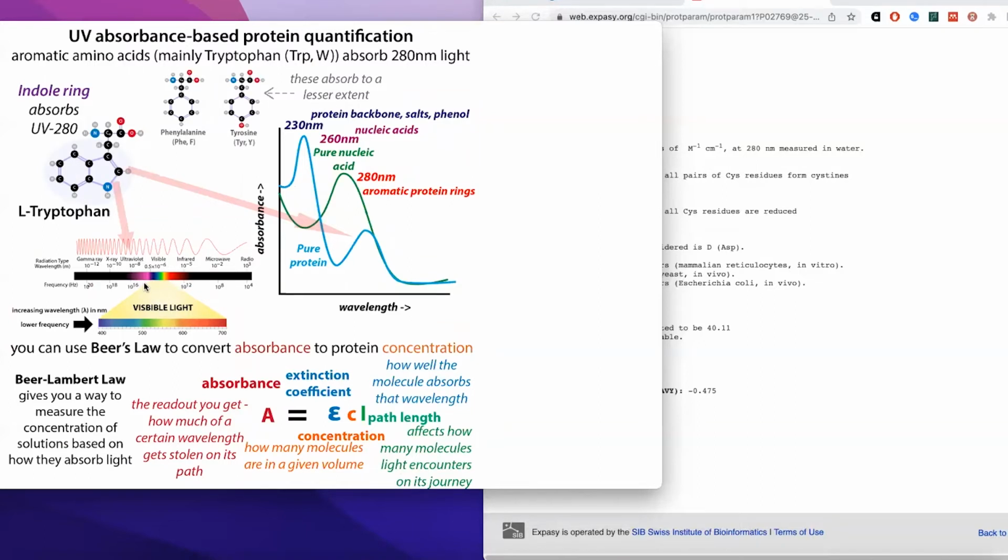It's just on the spectrum. It's just higher in frequency than visible light, but it's the same little photons, packets of energy traveling in waves. But anyway, so proteins, different regions of proteins will absorb UV light, and in particular, these aromatic amino acids.